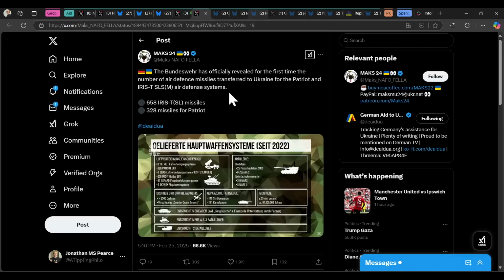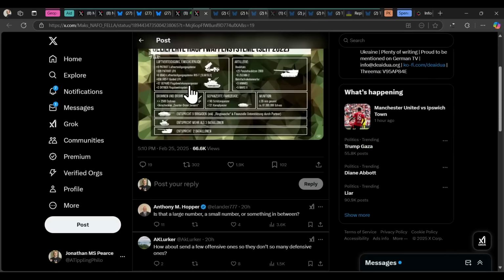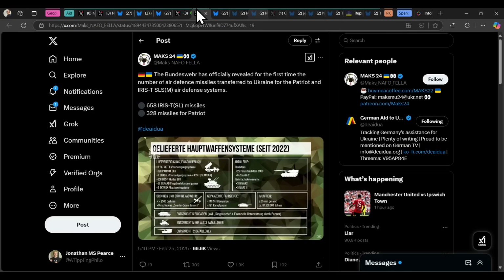Now, the Bundeswehr, the German army, has officially revealed for the first time the number of air defense missiles they have transferred to Ukraine for the Patriot and the IRIS-T SLS and SLM air defense systems, short range and medium range IRIS-T. They have given 658 IRIS-T SL missiles and 328 missiles for Patriot. So that's impressive from the Germans there. Really important munitions, those. IRIS-T, obviously one of the mainstays of the German contributions, but Patriot, obviously, is super important for the Ukrainians. The only thing that can shoot down ballistic missiles, well, SAMP-T can as well, but they've only got a couple of SAMP-Ts.